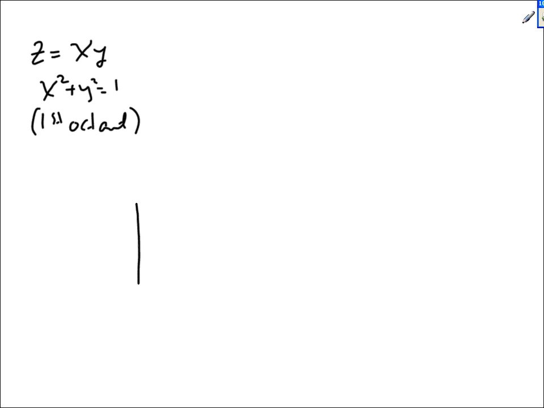So suppose you want to find the volume bounded by z equals xy, x squared plus y squared equals 1, and the first octant. That means x, y, and z are positive. But basically, what happens is you have x and y, and z's coming out of the board. Everything on the board and outward over here is the first octant.